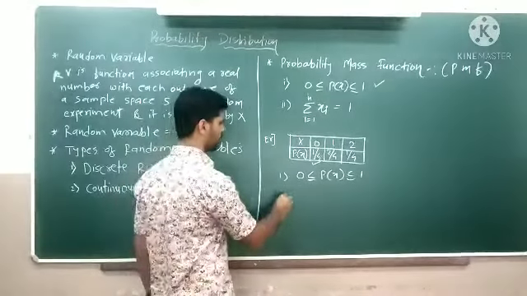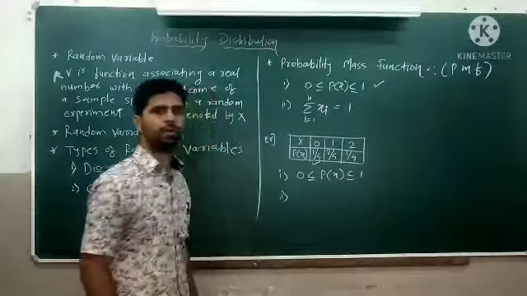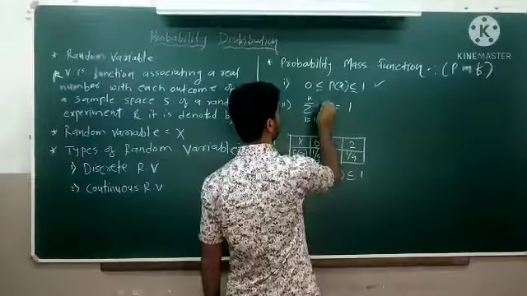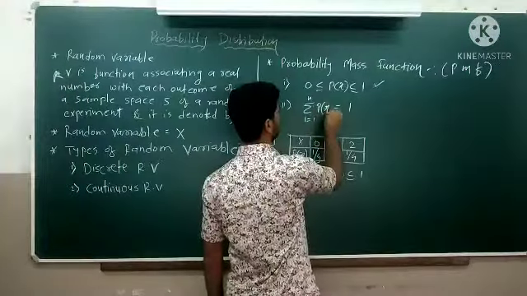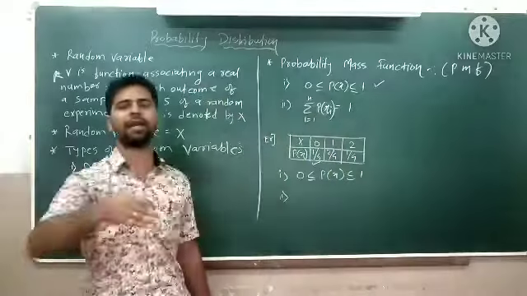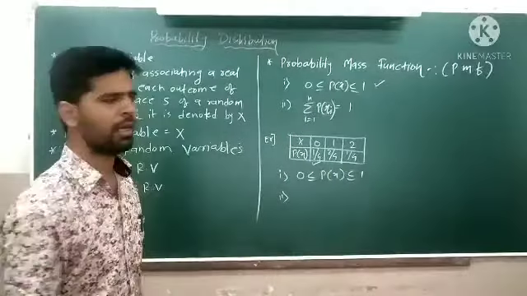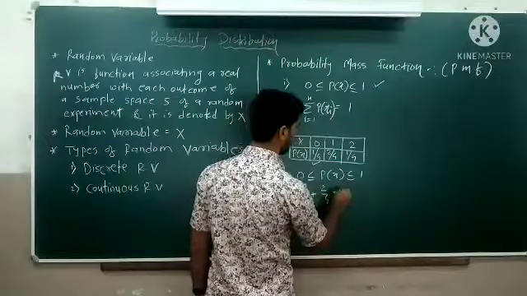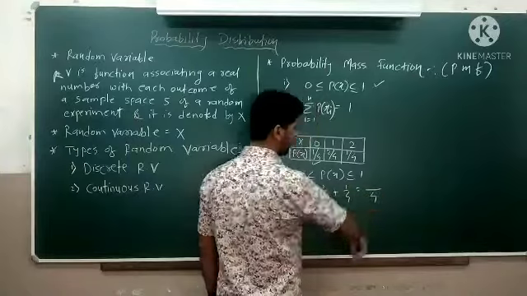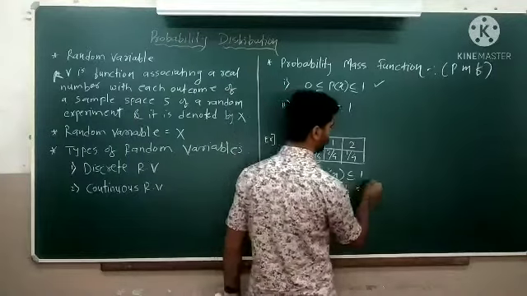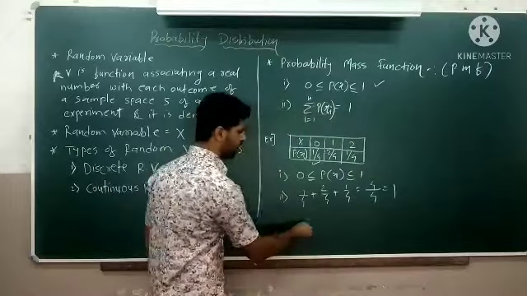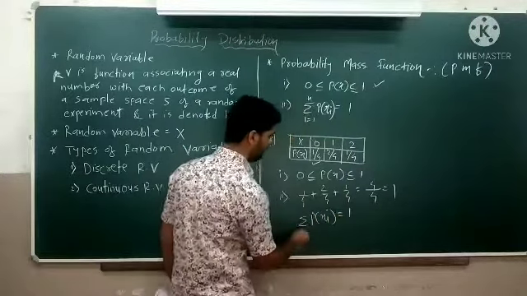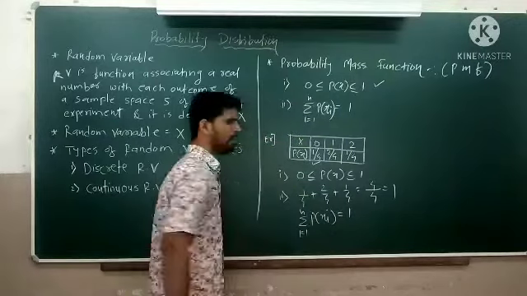Number 2. What is the number 2? That the sum of the probability should be 1. Sorry, it is P of x_i, I should write. Every probability we have to add and check whether its sum is 1 or not. So let's add all these probabilities: 1 by 4, 2 by 4 and again 1 by 4. The denominator is the same for all, numerator 1 plus 2, 3 plus 1, 4. 4 by 4 is 1. So the second condition is also satisfied: the sum of every probability is 1.